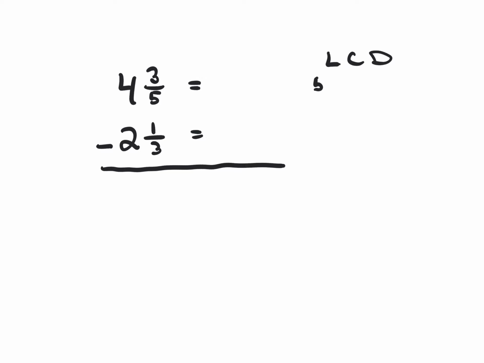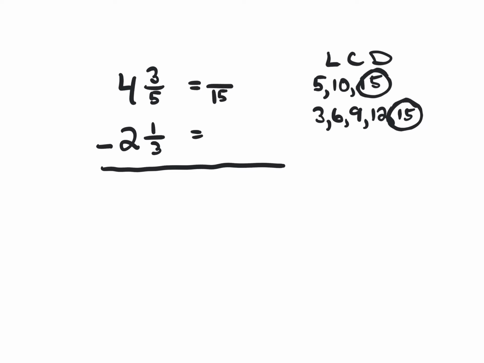So we have 5 and 3. I'm going to skip count. And I know that 15 is a multiple of 3, but I'll still write this out. We got 15ths. So we need to make each of these fractions look like a 15th. How do I get from 3 to 15? I multiply by 5. So we're going to be multiplying by 5/5.